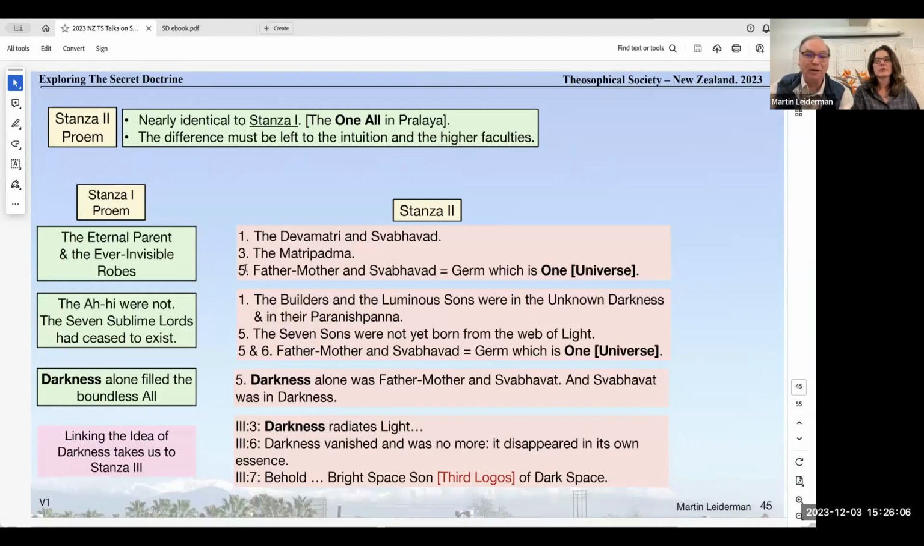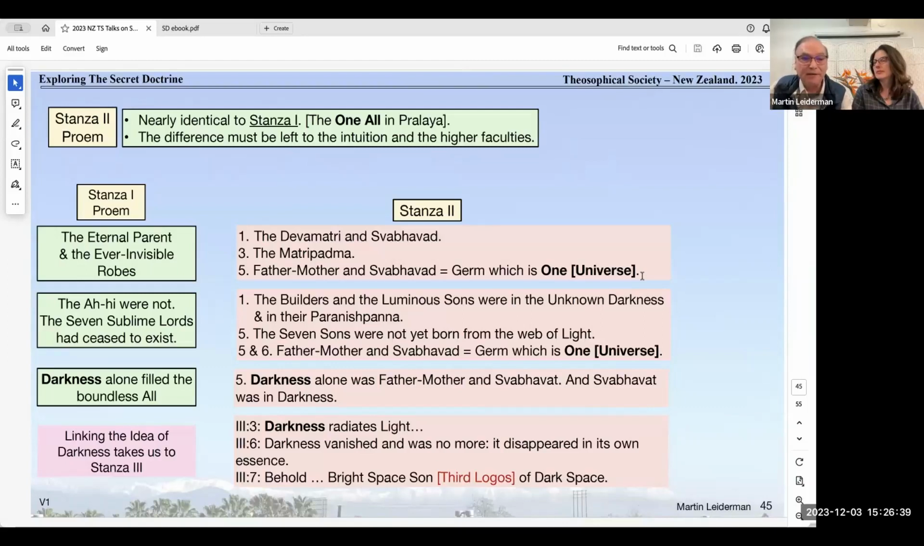Also, at the end, slokas 1, 3, 5 are the numbers of the slokas. In sloka 5, these two, which were in stanza 1, and in stanza 2 we are still in Pralaya, are now referred to as Father, Mother, Swabhavat. And these two are the germ, and the germ is one, which is the universe. You see, linking is important. Make graphics, illustrations, diagrams. It's very, very rewarding to do that as you link stanzas.